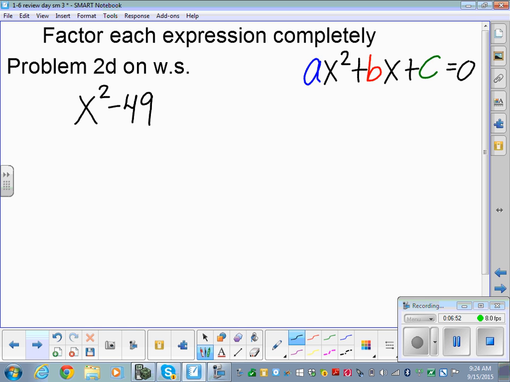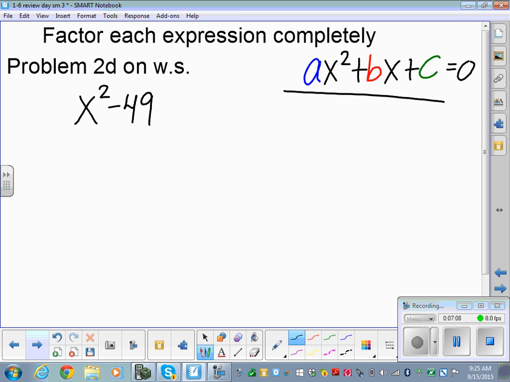It's x squared minus 49. Now, once again, remember, quadratics have the form ax squared plus bx plus c is equal to 0. The first thing I look for before I do anything is, does each term have something in common we can pull out? X squared minus 49. Guys, there's nothing in common we can pull out. So we've got to move on.